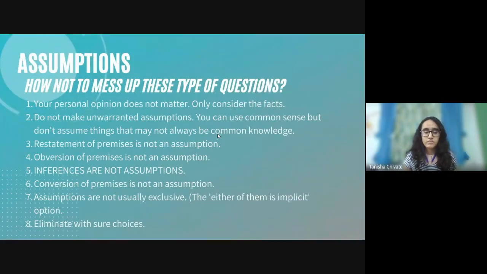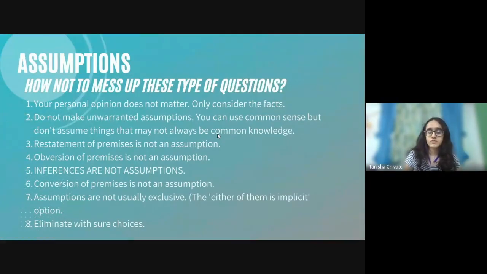Sixth, conversion of premises is not an assumption. When I say conversion, for example, my statement is, some scientists harm society by presenting incomplete information. And let's say the assumption given is, some of those people who present incomplete information are scientists. Is this assumption valid or not? It's not, because you're just converting the premises, rephrasing certain clauses of a sentence and presenting it as an assumption. That is not the case.